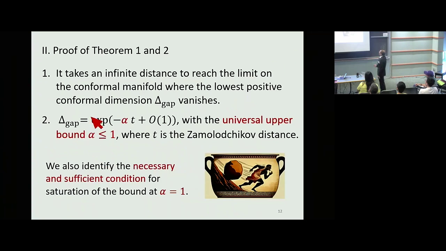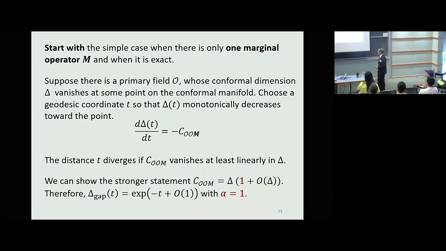That the conformal gap decays exponentially with the universal upper bound of alpha bounded above by 1. We also identify the necessary and sufficient condition when this bound is saturated. Okay, so let me first prove this theorem when there is only one exactly marginal operator and when this is exact. So in this case, the conformal manifold is 1-dimensional. In this case, actually, we show that alpha saturates the bound at alpha equal 1.